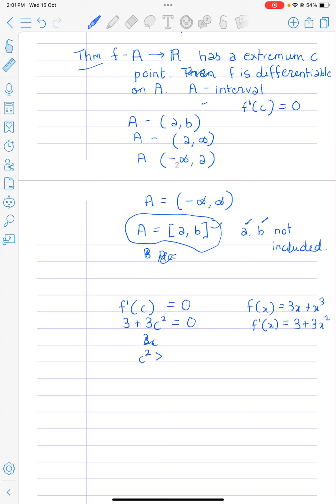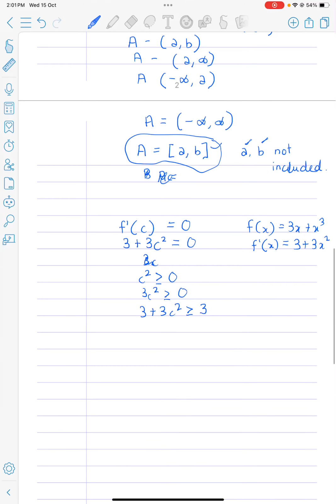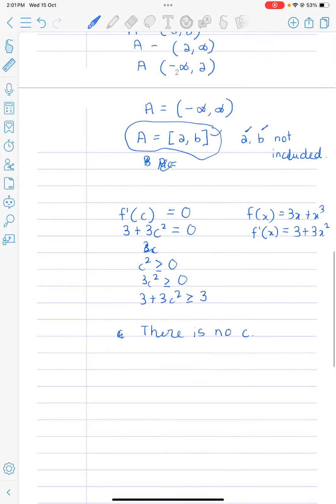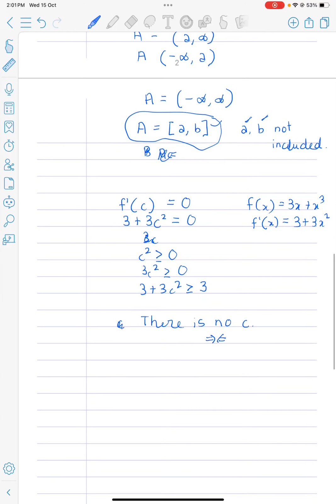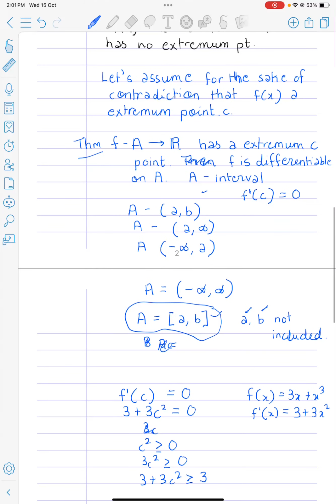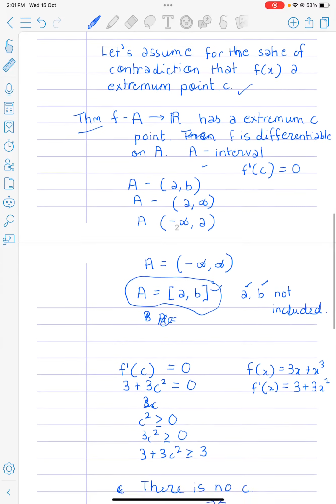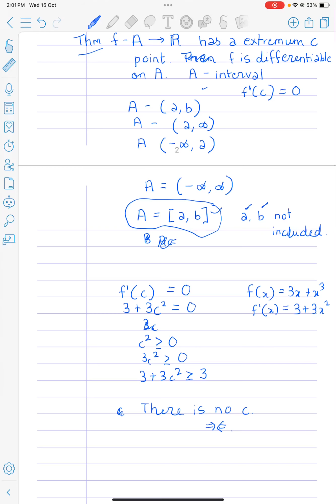This is not possible, right? Because c^2 is greater than or equal to 0 always. So 3c^2 is greater than or equal to 0, and 3 plus 3c^2 is greater than or equal to 3. So you cannot have it equal to 0, at least for real numbers. So there is no such c. So that is your contradiction, because we said we have such an extremum point.